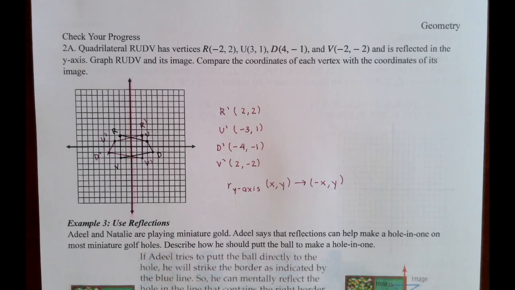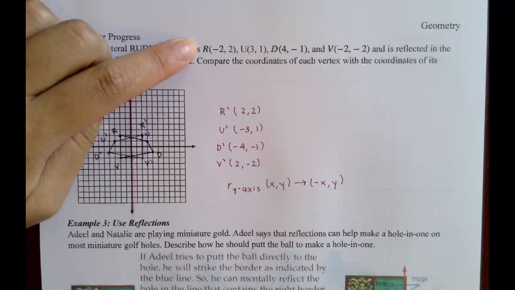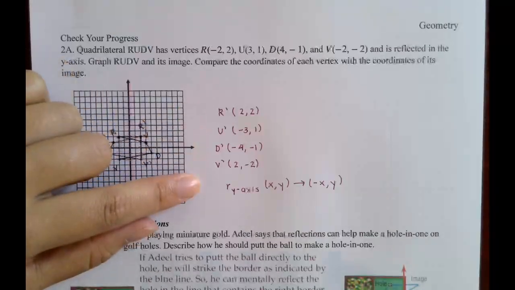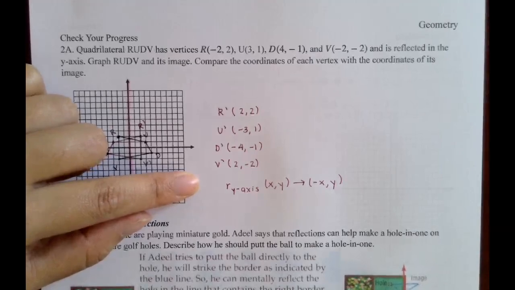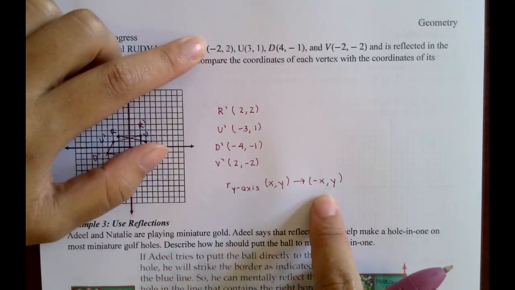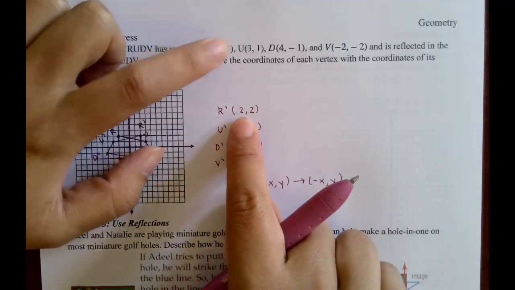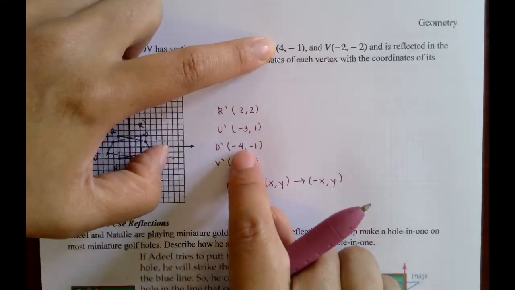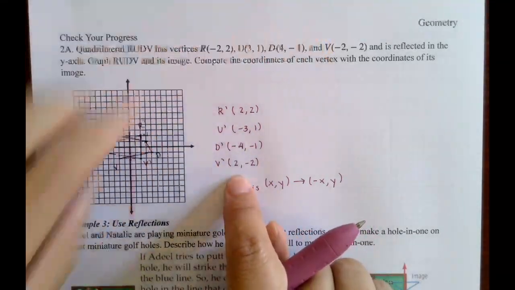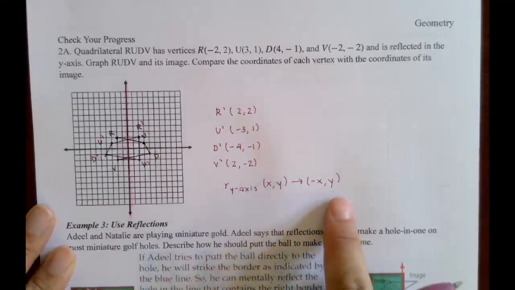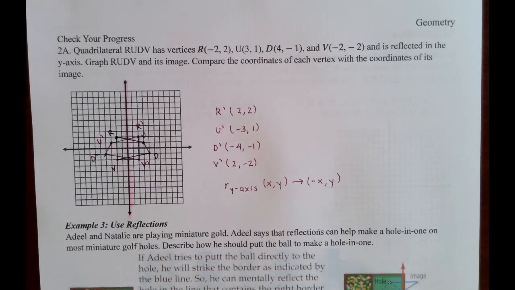And when you compare the coordinates of the pre-image, the original, and the image, what you should notice is that the x's change signs. So -2 to 2, 3 to -3, 4 to -4, and -2 to 2, but the y's stay the same. There you go. Okay, so now let's move on to our next example.